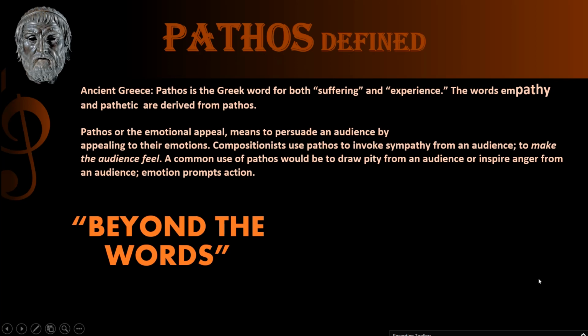Pathos, or the emotional appeal, means to persuade an audience by appealing to their emotions. Compositionists use pathos to invoke sympathy from an audience, to make the audience feel. A common use of pathos would be to draw pity from an audience, or inspire anger from an audience. Emotion usually prompts action, or it is beyond words how it might make you feel.